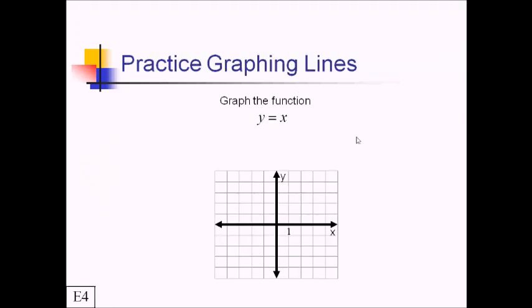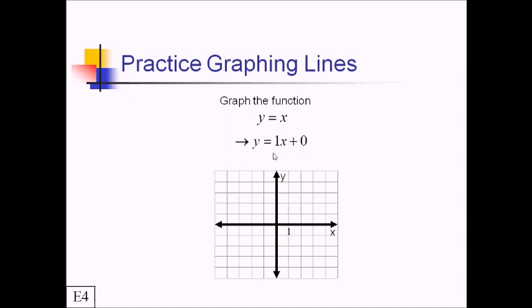This next example is one that I think of as being so easy it's hard. This is the most basic line in the world, but a lot of people get confused because they don't see an m or a b value. So rewriting this, m is the coefficient of x. That's an invisible 1. And b is the constant that's being added to x. There's an invisible plus 0 there.